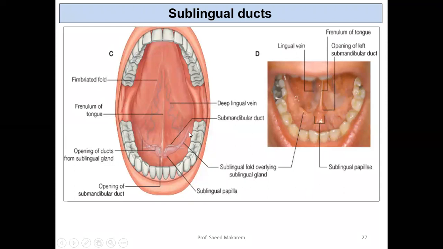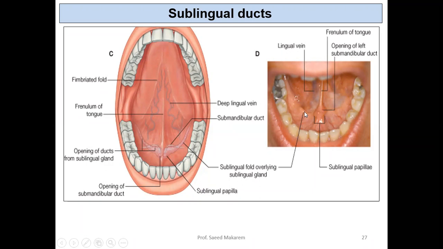And also you can see the ducts. So this is the submandibular duct, beside that, and this is the sublingual. They are very close. Submandibular, this is the sublingual. And this is the lingual fold along the sublingual gland.